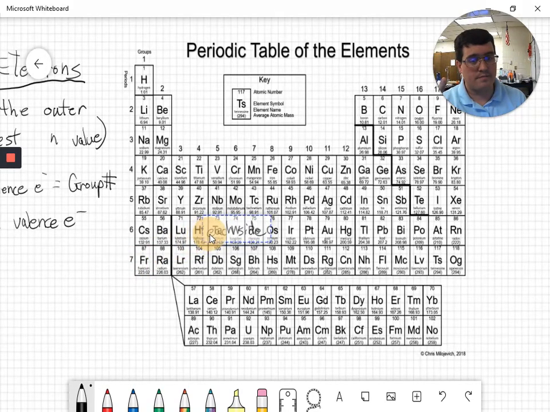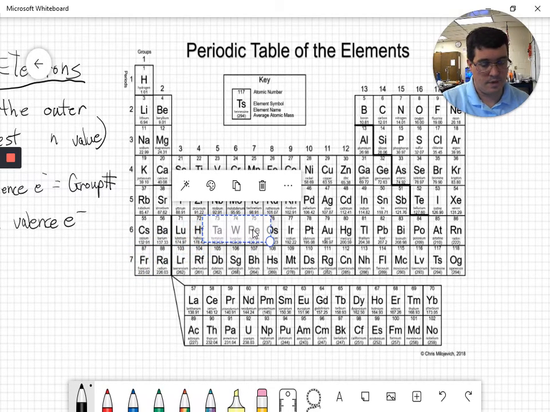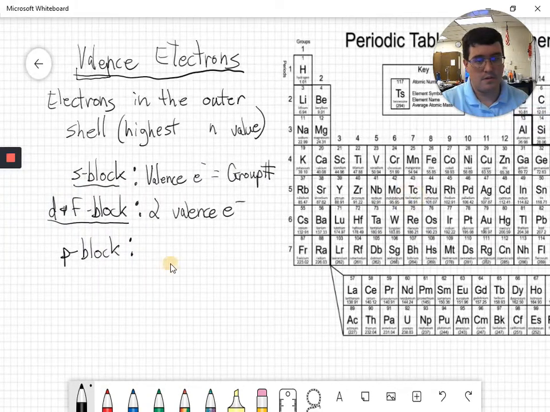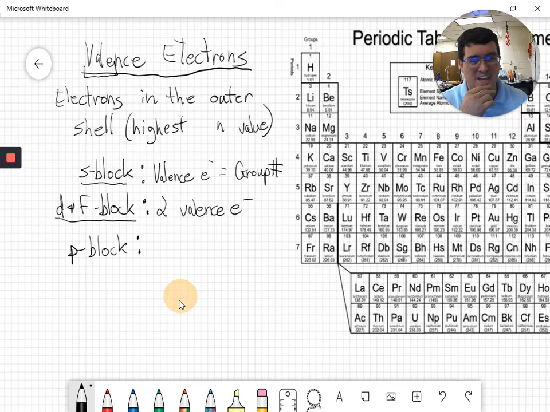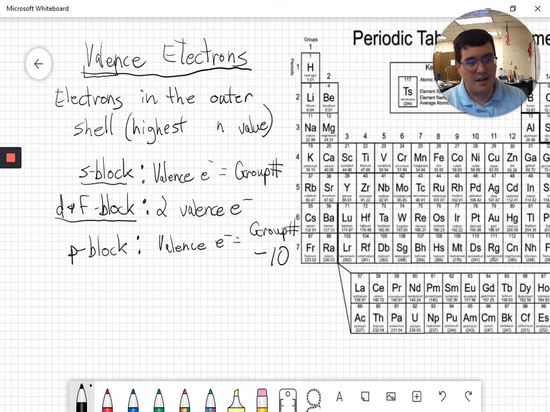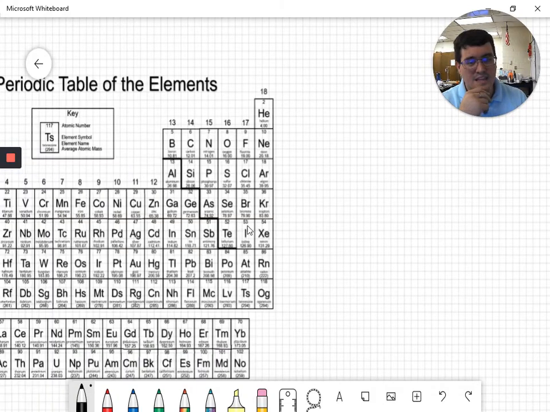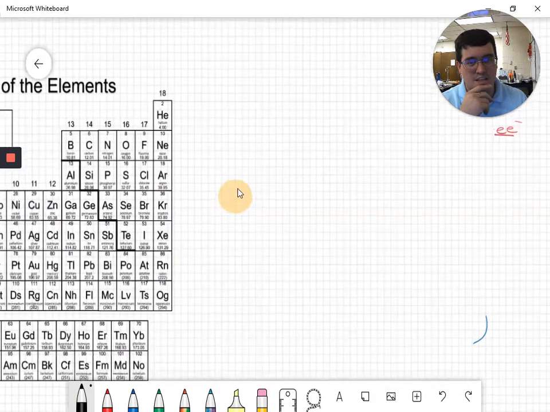So guess what? For the p block, the number of valence electrons it has is equal to the group number minus 10. Right? So if you want to, you can just look up here and cover up the 1 at the top. That tells you how many valence electrons are in each of these.